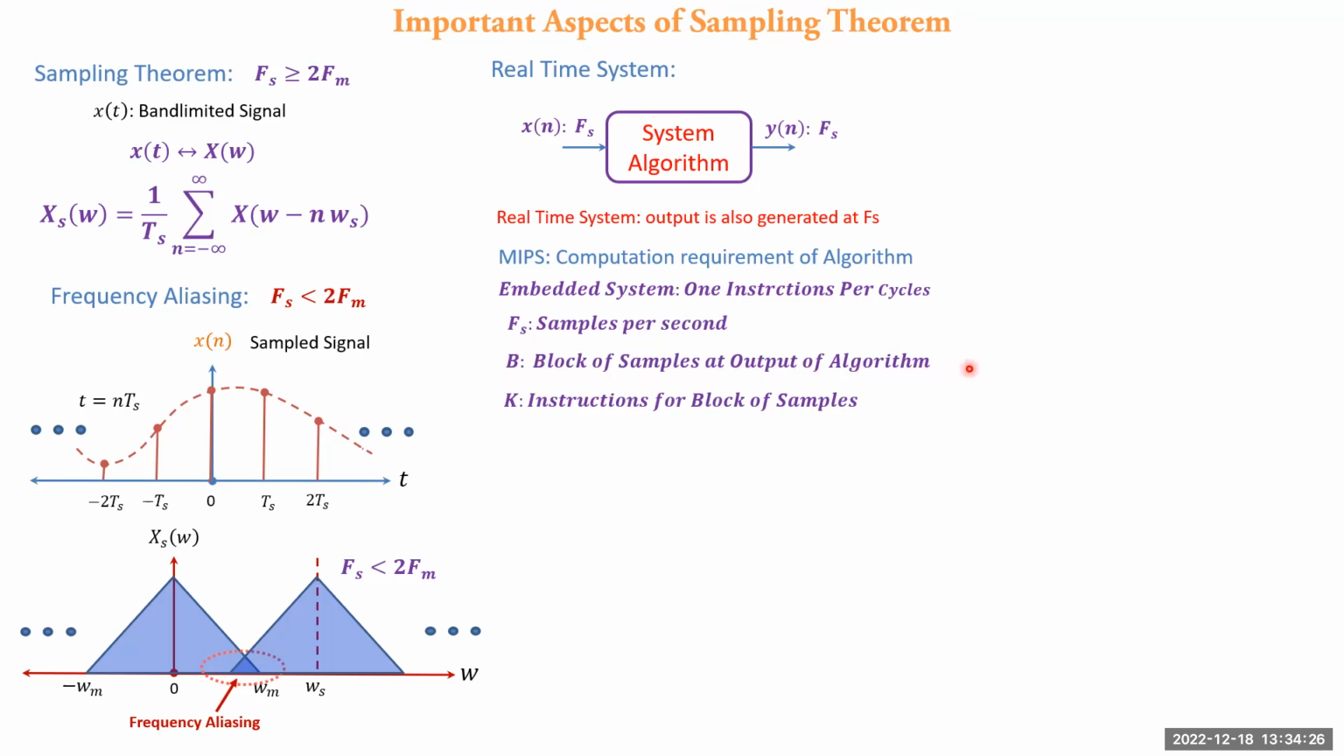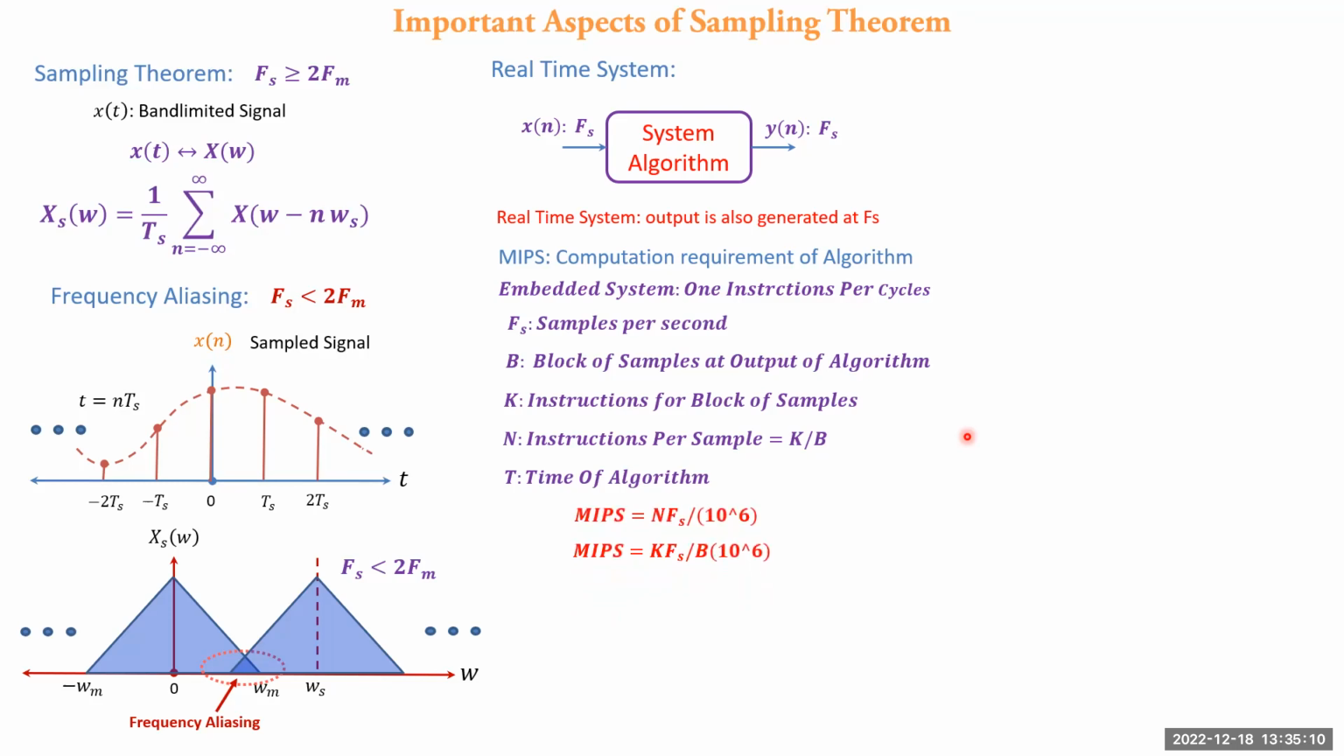For example, if you have an FFT algorithm which generates 1000 frequency bins for 1000 sample input, then the block size is 1000. And one can find out how many instructions are required to implement the FFT algorithm by reviewing the code. And once you get the number of instructions per block of samples, you can calculate instructions per sample as n equal to K by B. Now T is the time of the algorithm, which can be computed by profiling your software code.